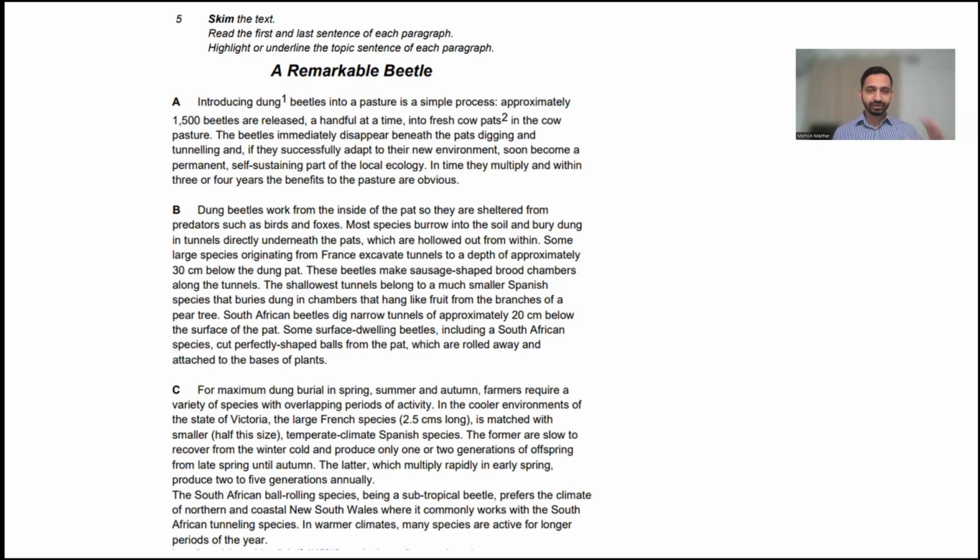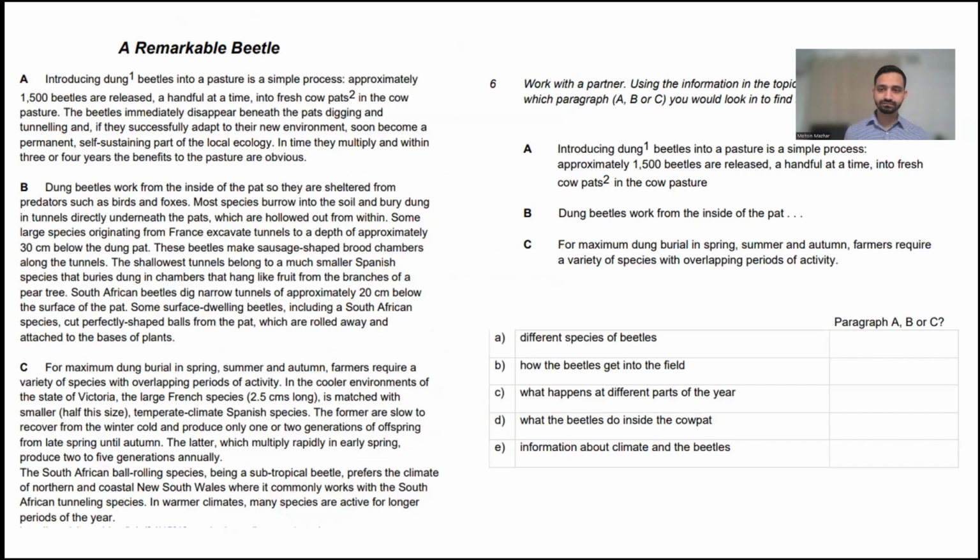All right, let's look at this example here. Skim the text very quickly, read the first and the last sentence of each paragraph, and highlight or underline the topic sentences of each paragraph. I want you to pause the video here and do this exercise on your own, okay? All right, let's look at this.